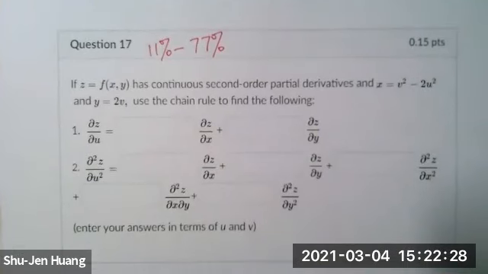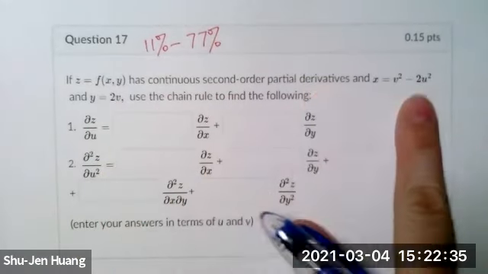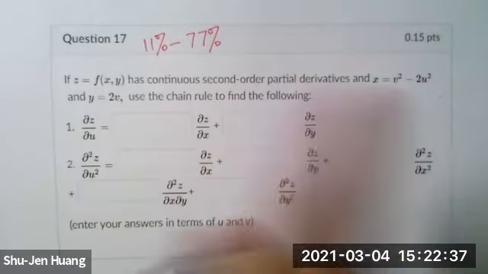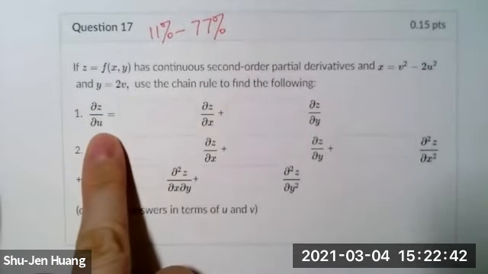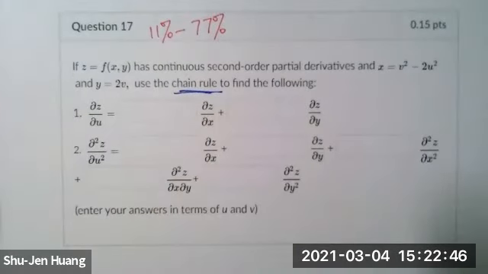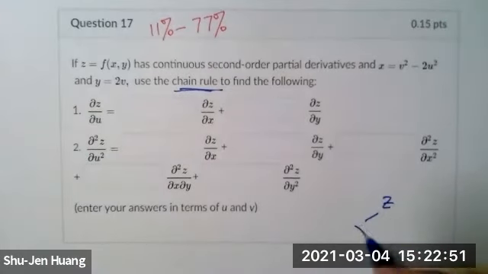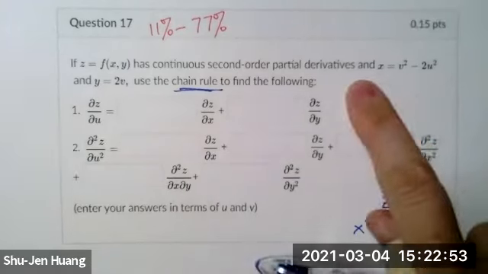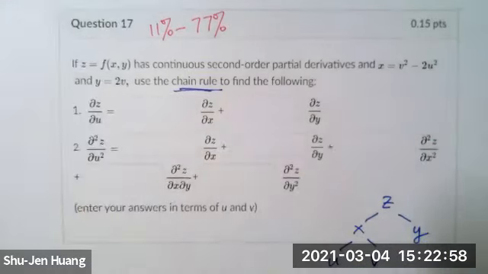And now let's move on to 17. In 17, we have the function has continuous second partial derivatives, and x is a function of u and v, y is a function of v. First, we want to find partial z, partial u here, and we want to use the chain rule. So we're going to draw a tree diagram. Z is a function of x, y. X is a function of u and v. Y is a function of v.